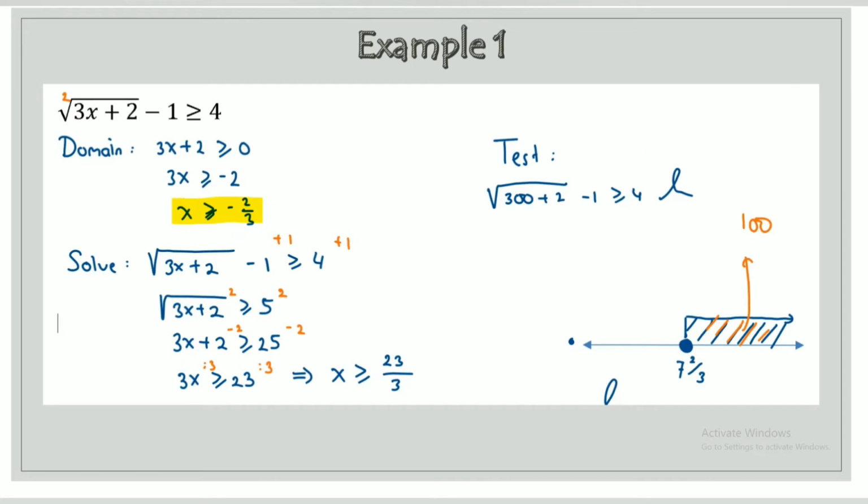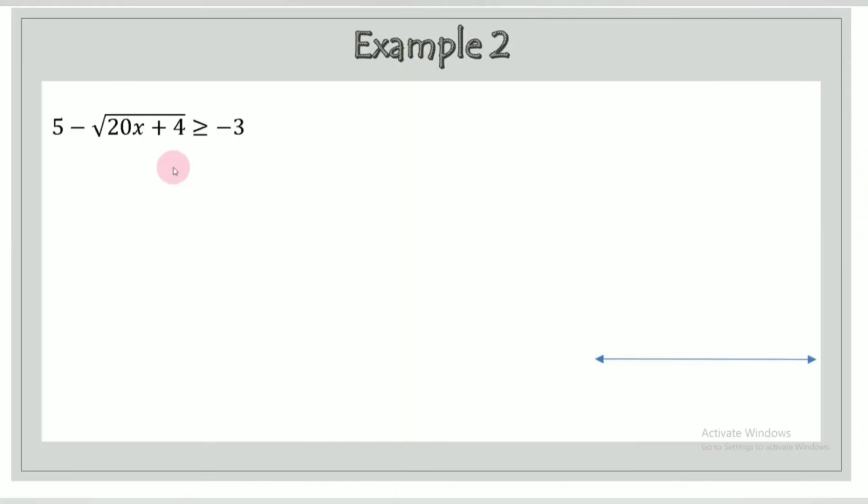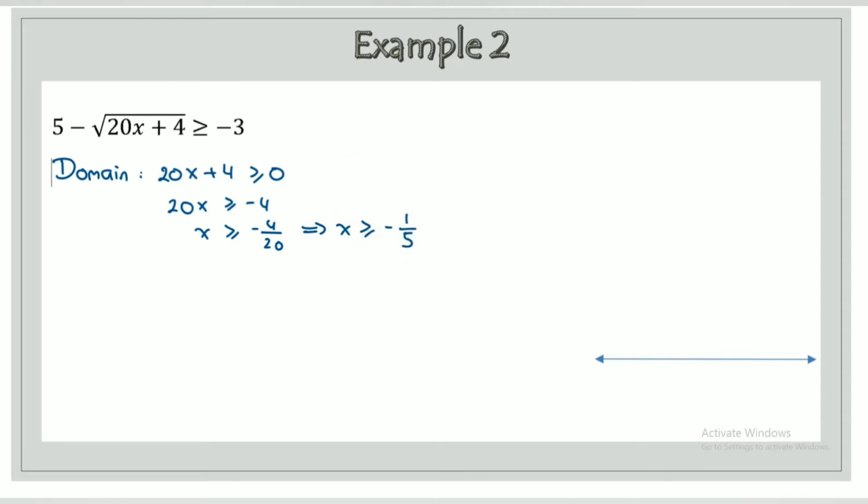So let's go to example 2. Here we have a different situation. You can see that it has a domain, because the index is 2. So the radicand, which is 20x plus 4, cannot be negative, so it has to be greater than or equal to 0. So let me change the statement so we have x greater than or equal to negative 1/5. All values greater than or equal to negative 1/5 will be acceptable since they will give you real numbers. But this is not the solution, so let's just solve it.